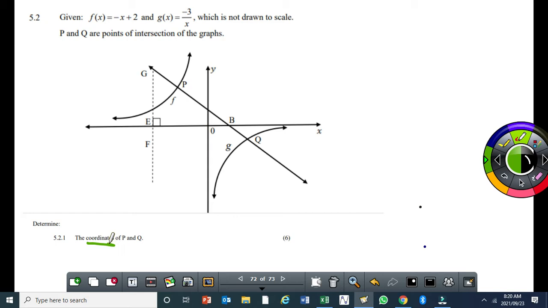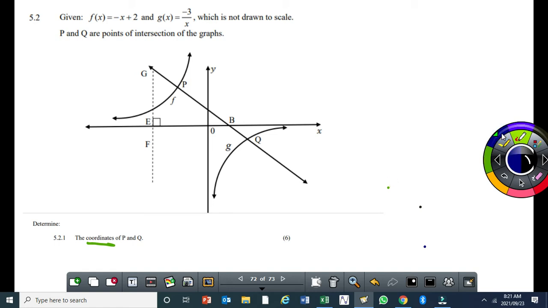So here, in the end, I must have two x values, one for point P, another one for point Q. I must also have two y values. So when I write my coordinates for P, I must have an x value, y value. Coordinates for Q, x value, y value. Now, since it's a point of intersection, where two graphs intersect, their values of x and y are equal.